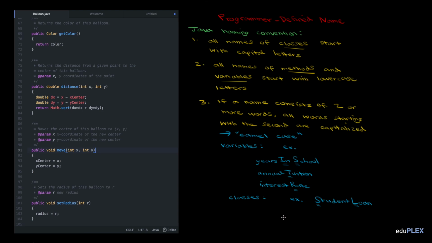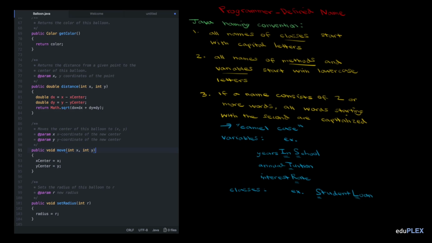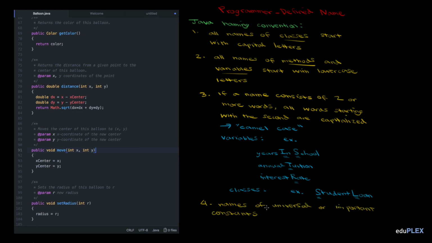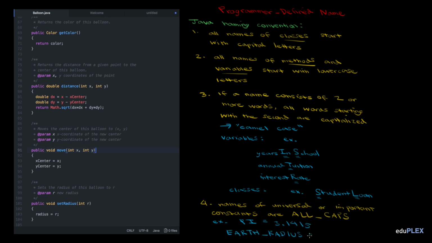We'll cover what classes and variables are in the next few videos, so don't worry if you can't see their difference just yet. And finally, the last rule of our naming convention is that the names of universal or important constants may use all caps and an underscore character between words. This just means that if we have variables that store constants like the value of pi, we write their names in all caps, like PI equals 3.1415 or EARTH_RADIUS equals 3,959. These aren't variables because their values never change.